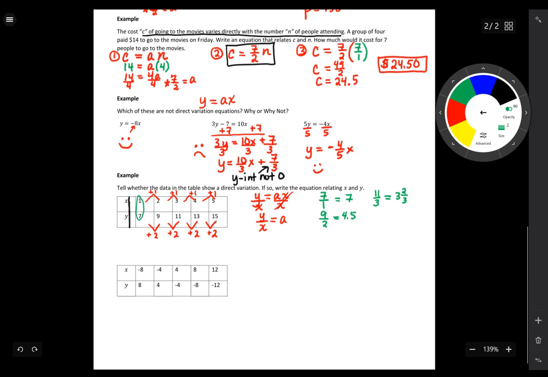I'm going to quit here. And the reason why I'm going to quit is these are all different. They're not equal to each other. So if these are not equal to each other, it's not a direct variation equation. So the answer is not direct variation. Different A.